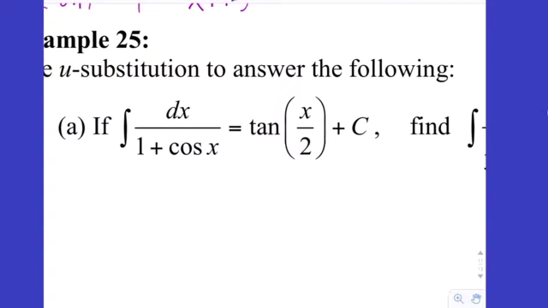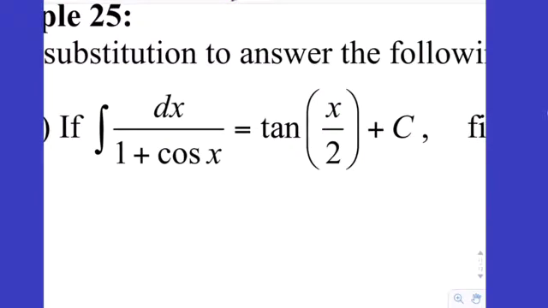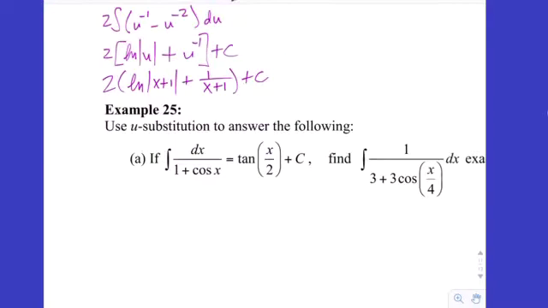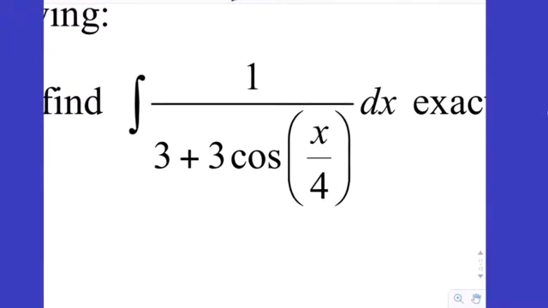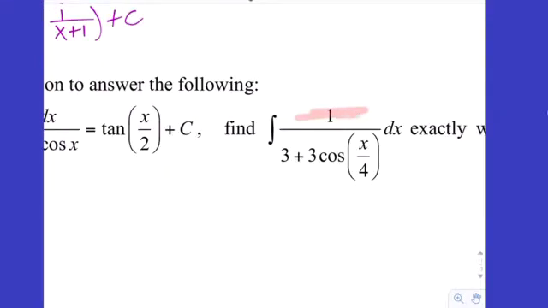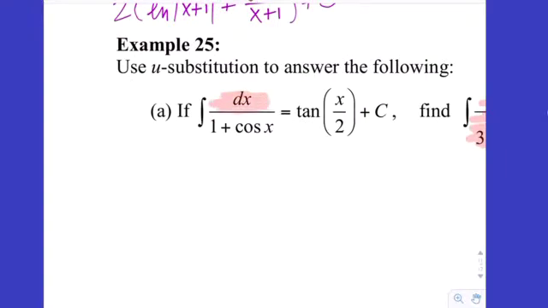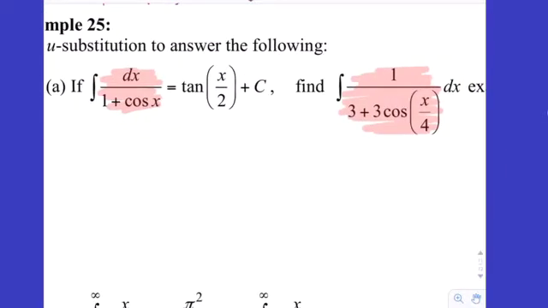All right, so 25a, we've got a form: the integral of dx over 1 plus cosine of x equals tangent of x halves plus c. We'll take their word for it. It's an indefinite integral. We want to use that information to find the indefinite integral of 1 over 3 plus 3 cosine of x fourths. So our task is to make this integrand look something like the given integrand so that we can use the result. So what's one of the first things that you notice that you could do to make it kind of match?